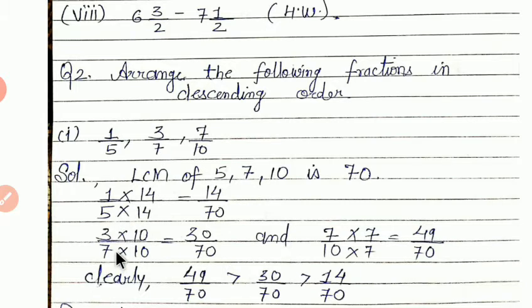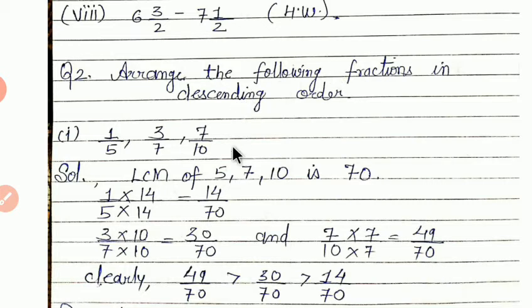Then the next fraction, 3 by 7. In 7, by which number do we have to multiply to get 70? By 10. For finding this number, you have to divide 70 by 7. If you divide 70 by 7, you will get the answer as 10. It means you have to multiply by 10, and the same multiply by 10 in the numerator also. So 30 by 70. And the last fraction, 7 by 10. So in 10, for getting 70, we have to multiply by 7. So the numerator also gets multiplied by 7. So 7 7s are 49, 10 7s are 70.